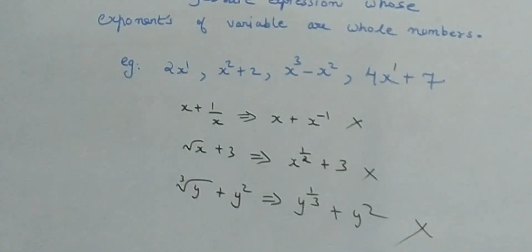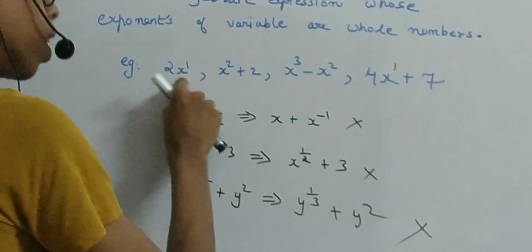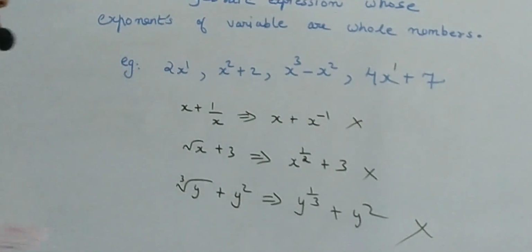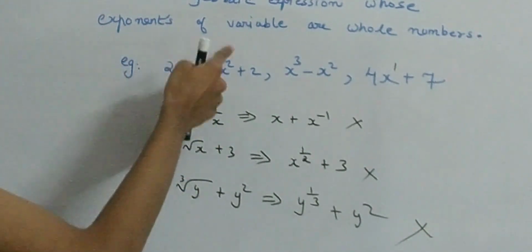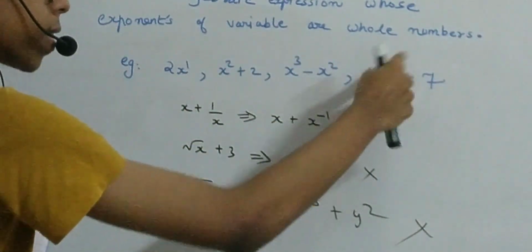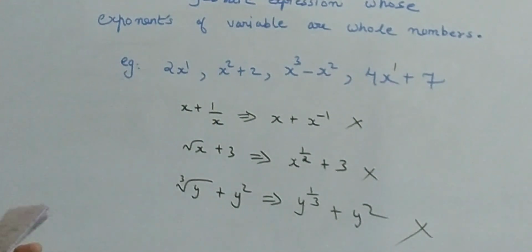Okay, so for a given algebraic expression to be a polynomial, we have to see whether the variable's power is a whole number or not. Here we saw x raised to 1, x square, x cube, x square, 4x raised to 1. All these powers of the exponents are whole numbers.